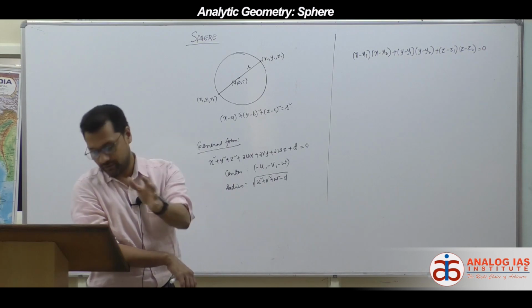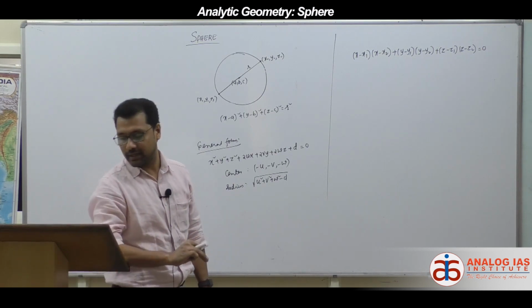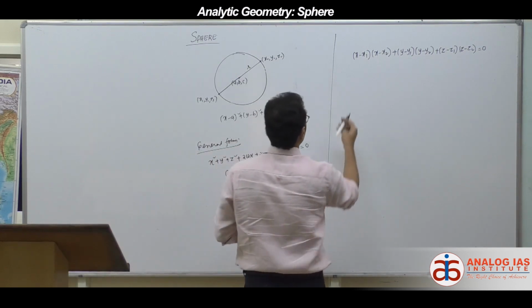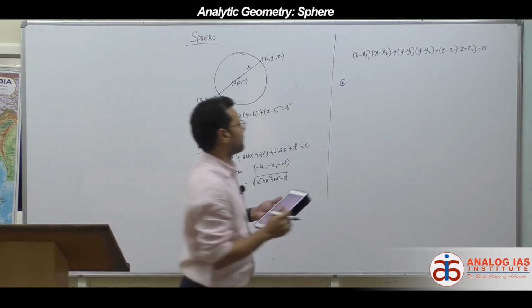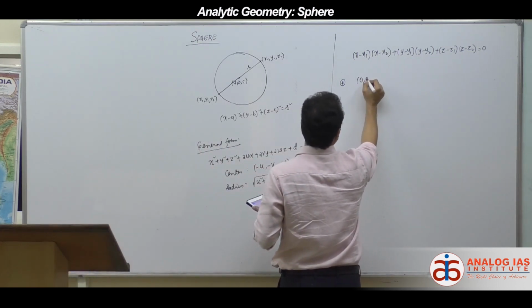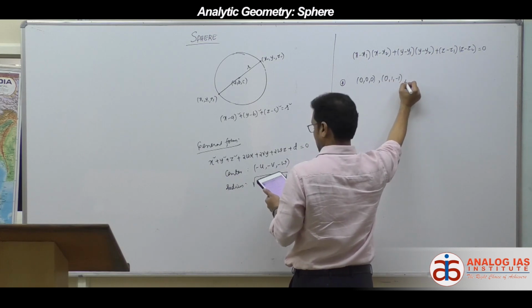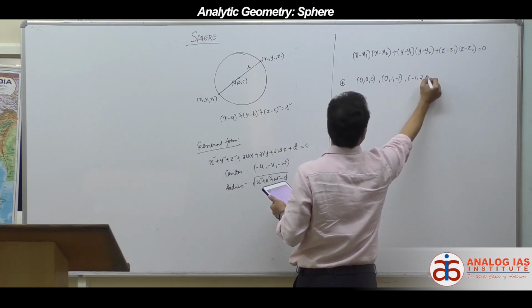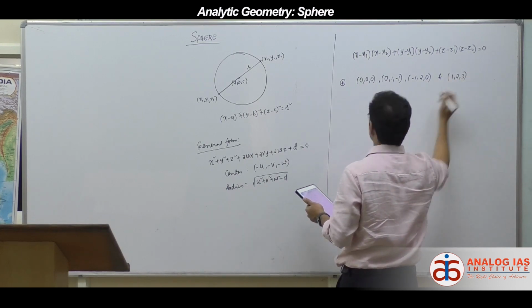Take one question like that. Find the equation of the sphere through the points (0, 0, 0), (0, 1, minus 1), (minus 1, 2, 0) and (1, 2, 3).